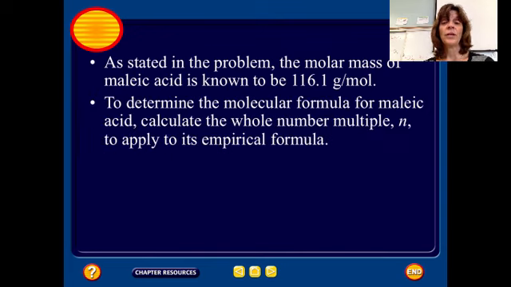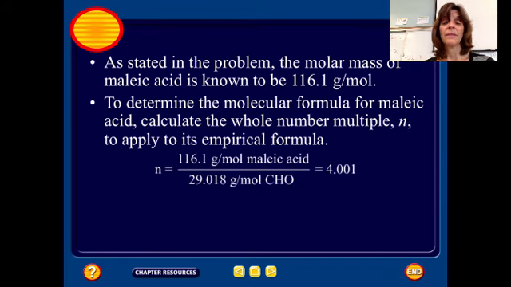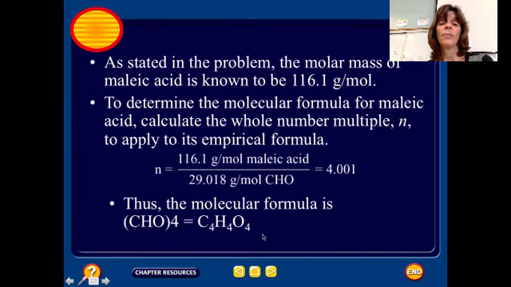So what we do is we take that 116.1 grams divided by the 29.018 grams, which is the mass of the simplest formula, and we find that that's a 4:1 ratio. So instead of 1:1:1, we really have 4:4:4. Therefore, our molecular formula is C4H4O4.